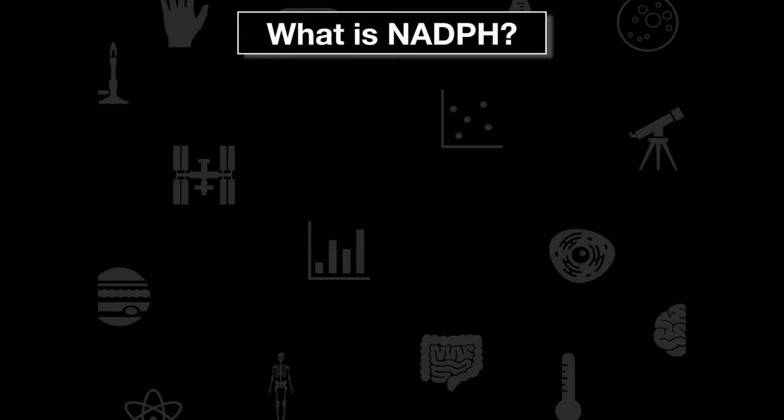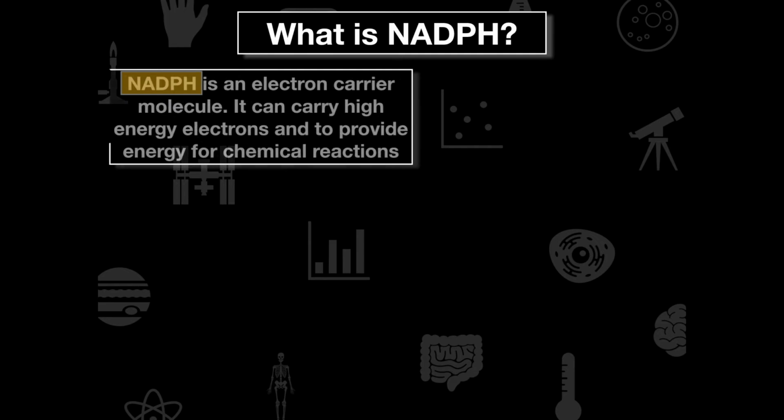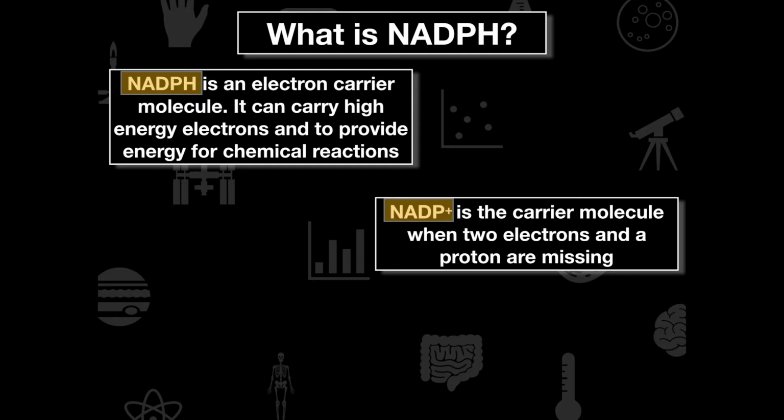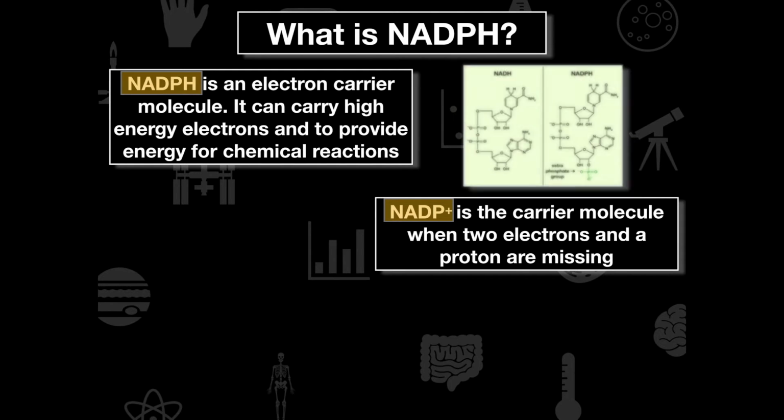So we've been talking about NADPH a lot, but what is NADPH? Well, NADPH is an electron carrier molecule. It's similar to ATP. It serves the same purpose, and it can carry high energy electrons and provide energy for chemical reactions. Now, NADP+ is when NADPH has lost a hydrogen and electrons. It's a carrier molecule when two electrons and this proton are missing.